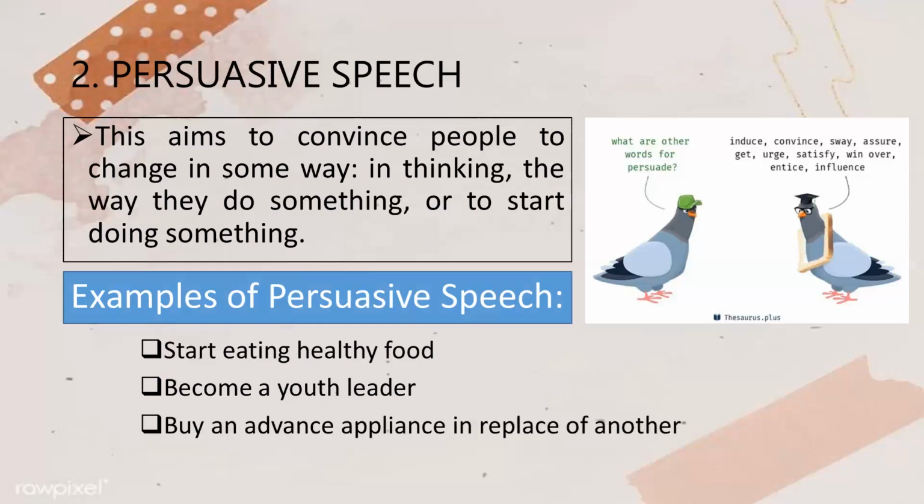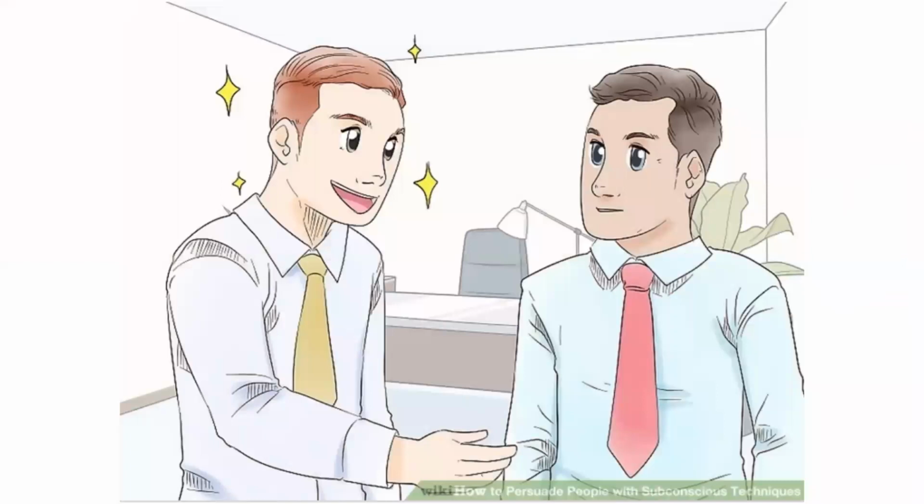So buying an advanced appliance to replace another is an example of persuasive speech. Okay, donate for a charity. So you're being convinced that you have to donate for a charity.